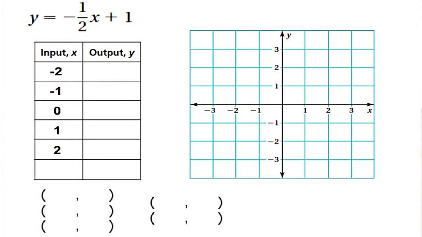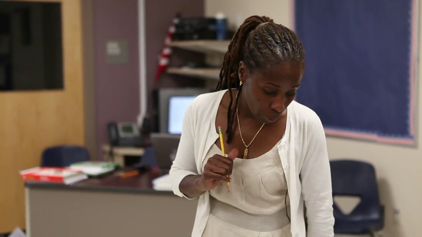Now on your table, you would find an activity sheet. y = -1/2 x + 1. Who would like to give me about 5 points that we can use as our input, our x value, so we can start graphing? How about you, Cassie? Well, you could use -1, -2, 0, 1, and 2. Excellent. So those are what we're going to use as our input.